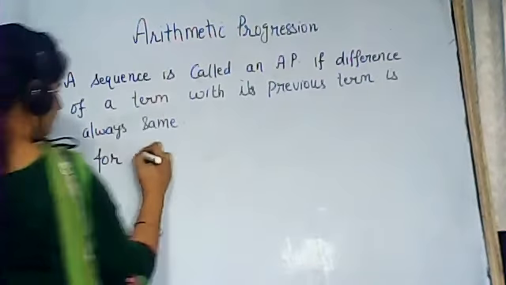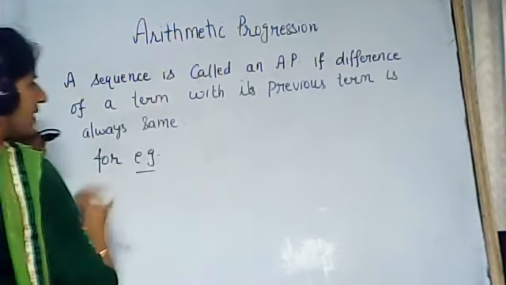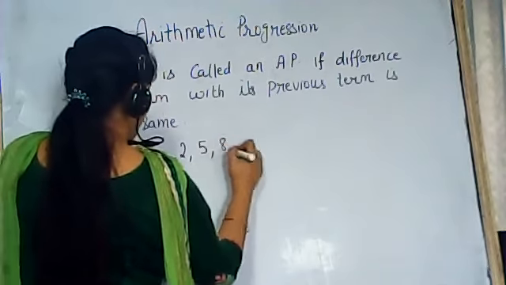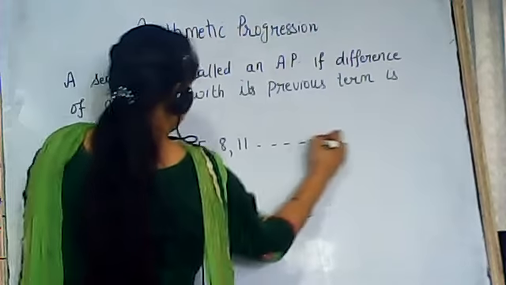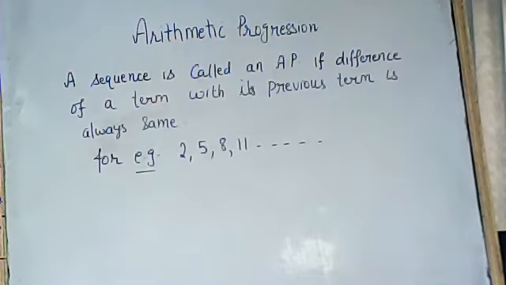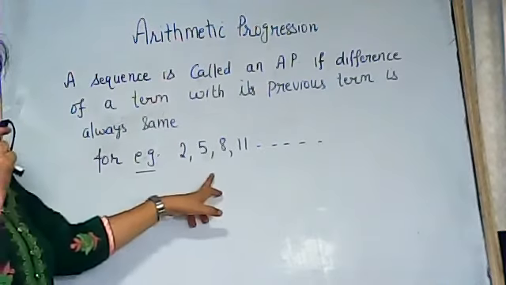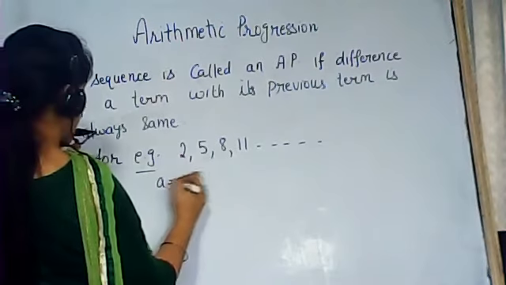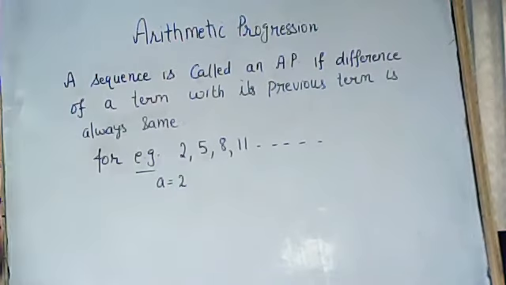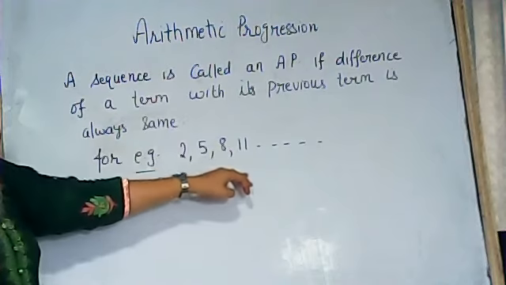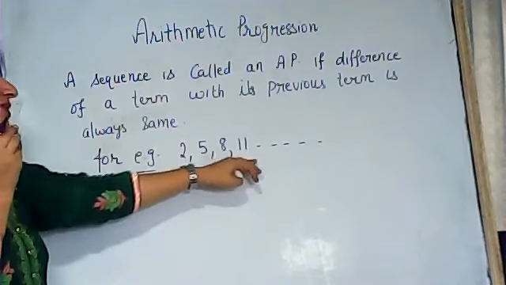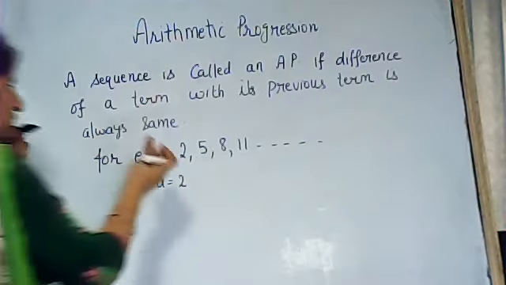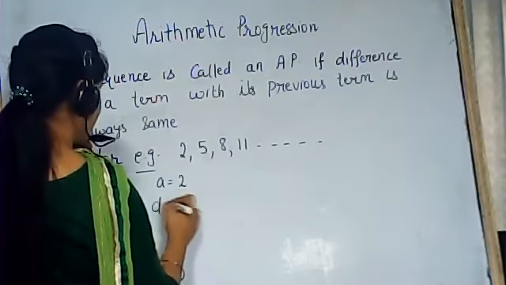For example, suppose we have given a sequence 2, 5, 8, 11 up to so on. Now in this case, the first term is equal to 2. Now to evaluate whether this sequence is in AP or not, firstly we have to check the difference among the different terms. So first of all, let us find the difference.